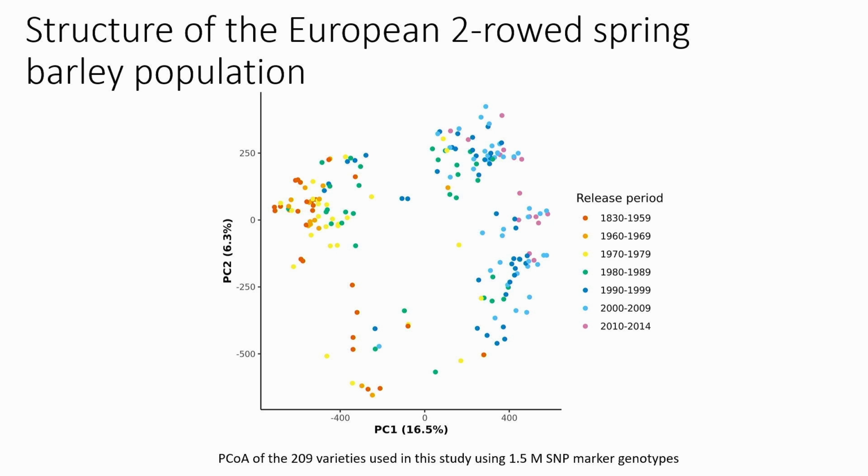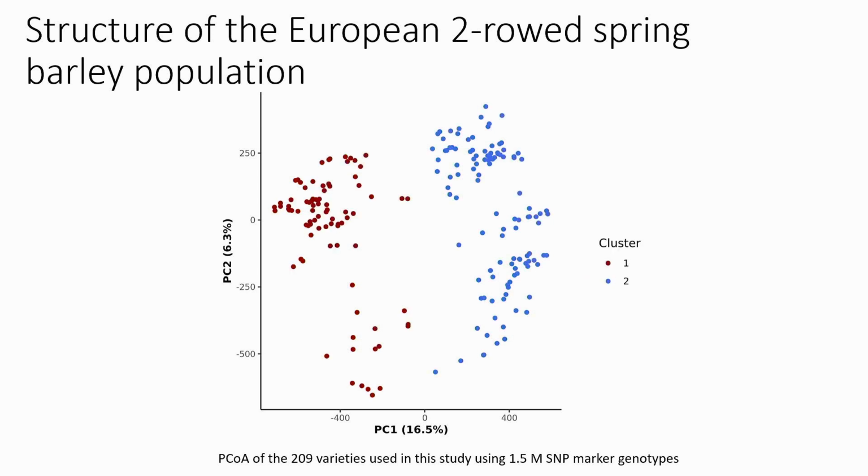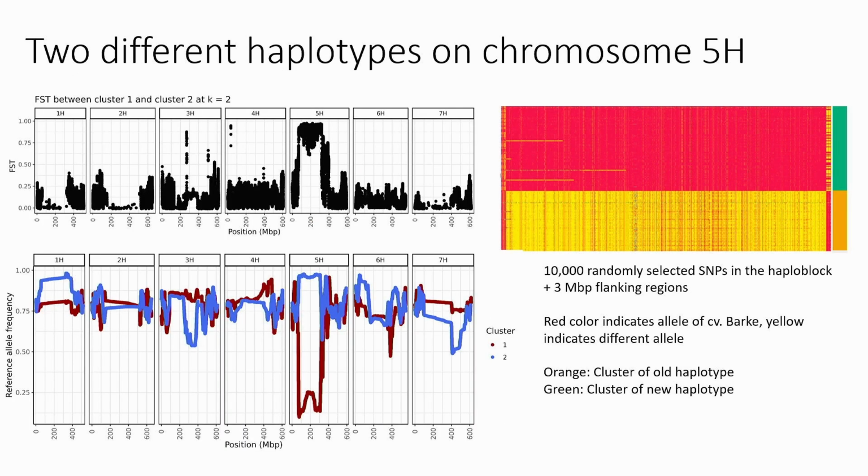So we started out very simple with a PCA. With a PCA plot, we can see that the population is split in half, with a cluster of older accessions released mostly before the 1980s on the left side of the PCA, and younger accessions released after the 1980s, approximately, on the right side. This is illustrated here. And in order to identify genomic regions that were associated with this clustering, we ran an FST analysis along sliding windows along the genome.